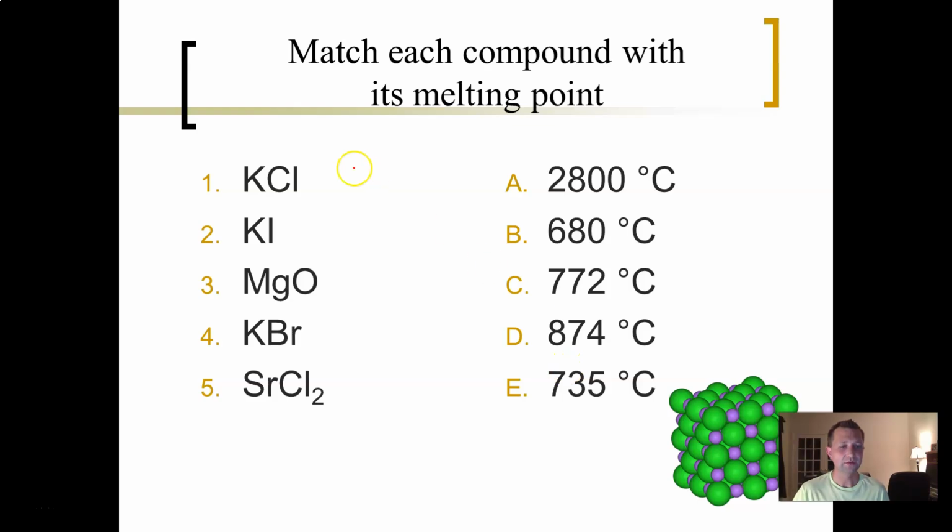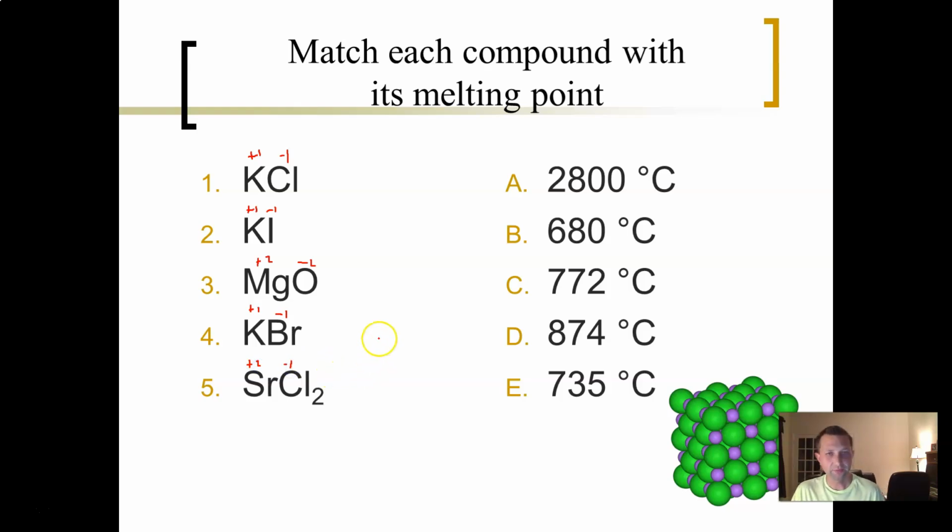Okay. So here's the strategy for this, guys. Go through and find your magnitude of charge on all these things. So K is a +1, Cl -1. K plus 1, I minus 1. Mg plus 2, O minus 2. K plus 1, Br minus 1. Sr plus 2, Cl minus 1.